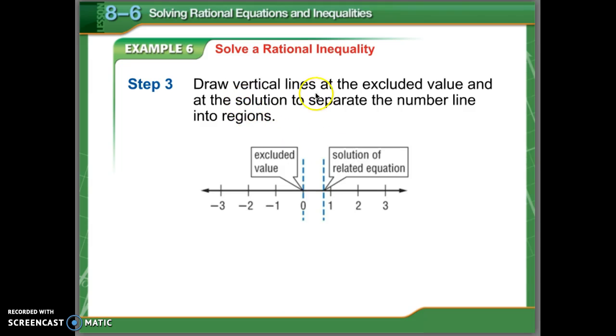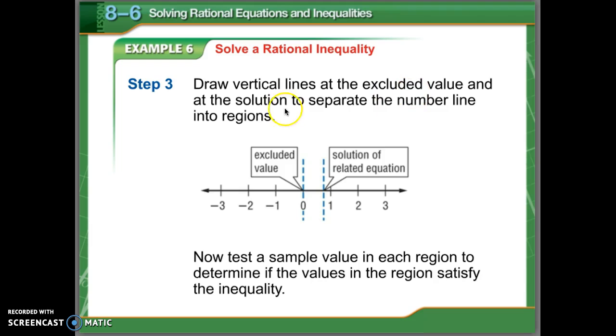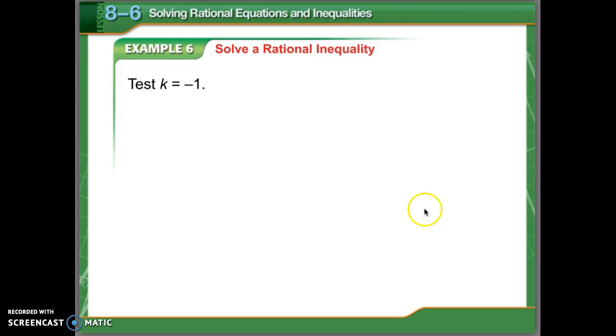Step 3, we're going to draw vertical lines at the excluded value and at the solution to separate the number line into regions. So we have a vertical line at the excluded point 0 and a vertical line at 5/6, which was our answer for k. Now what we're going to do is test a sample value in each region to figure out what the signs of the answers in that region would be. So we have to pick something to the left of the first line, something in between there, and then something to the right.